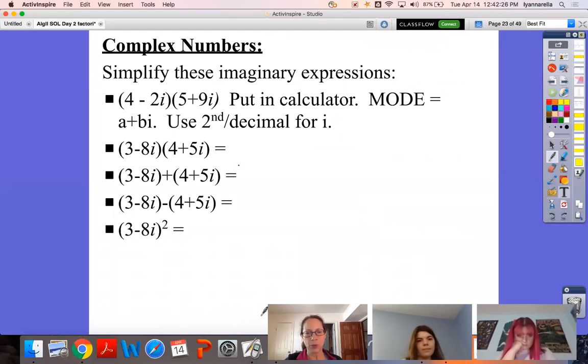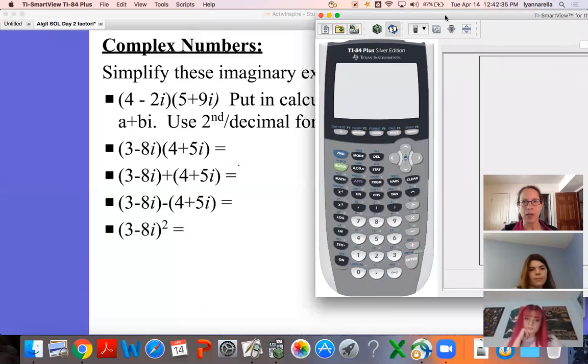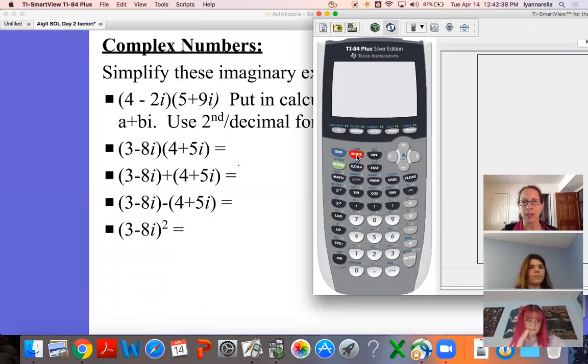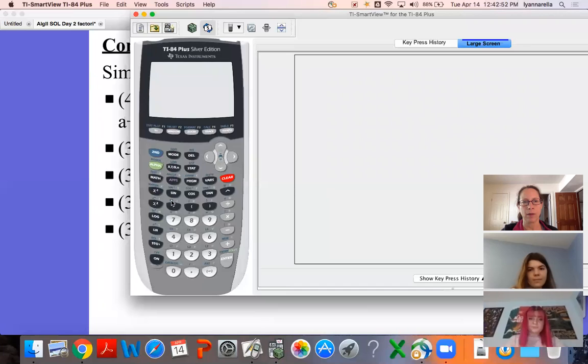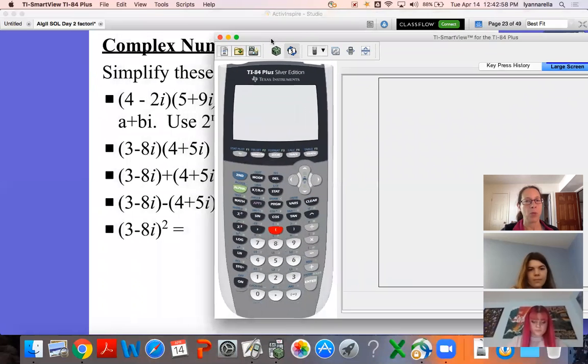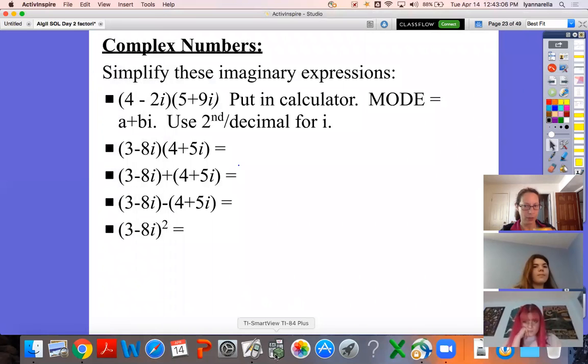Complex numbers I'm going to show you super quick because your calculator will do all this for you. So make sure you're in the mode that is a plus bi, come on, mode. How weird. My calculator's not working. Well, I'm going to have to skip this part because my calculator's not working unless I can get it to work. Let me try this.